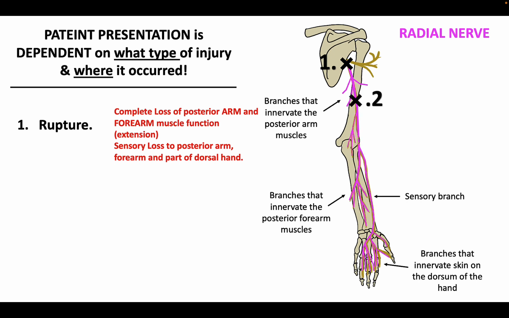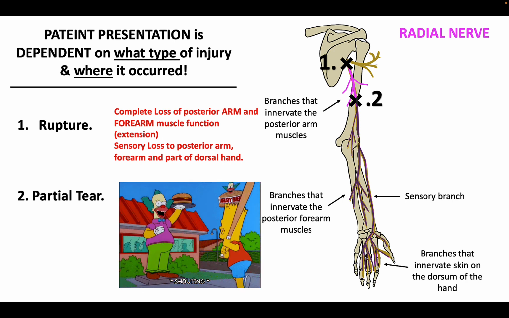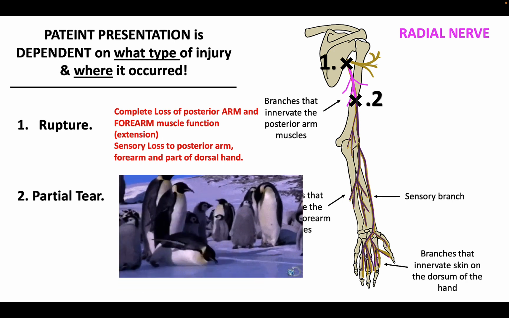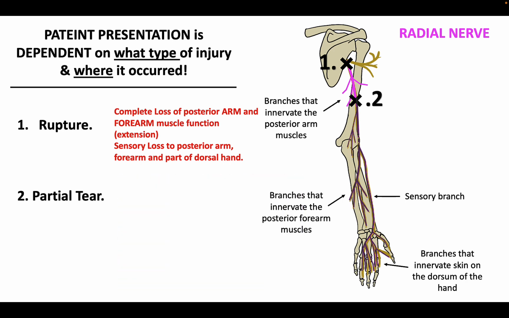But what if the injury occurs more distally, farther down the nerve path, and this time, instead of a rupture, it's partially damaged? Maybe a Philly fanatic jumps out of nowhere and hits you with a baseball bat. Maybe you just fall down. Regardless of how it happens, the presentation of a partially damaged nerve is different than a ruptured one.